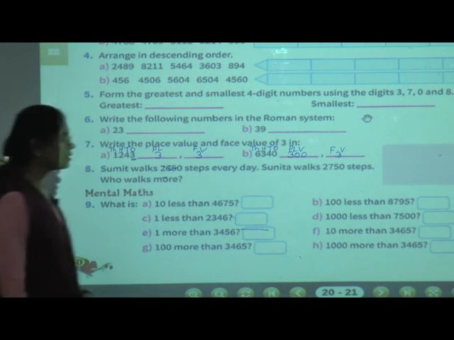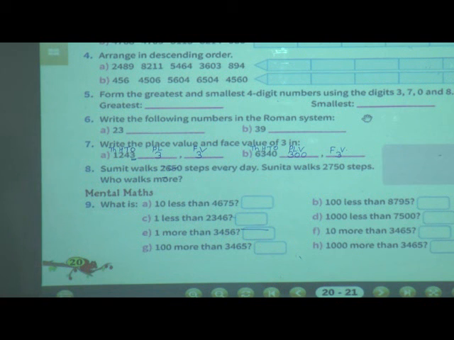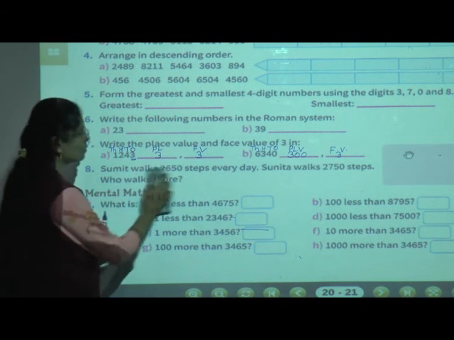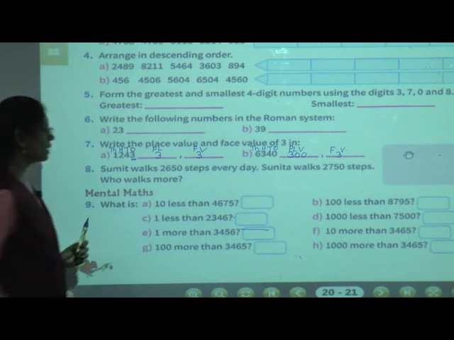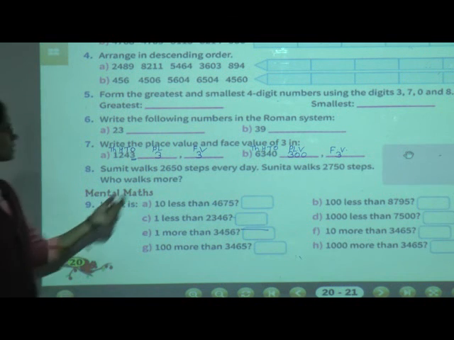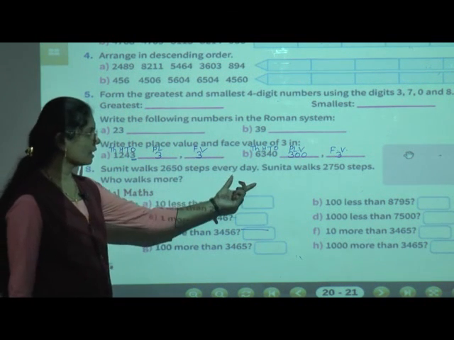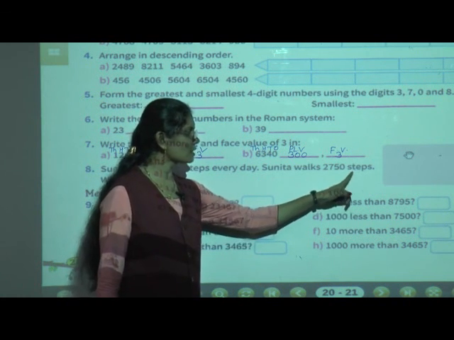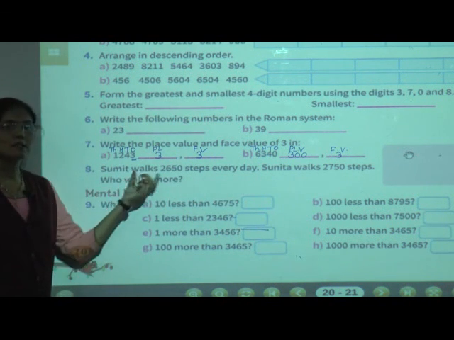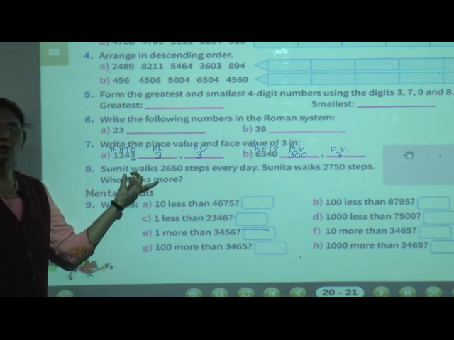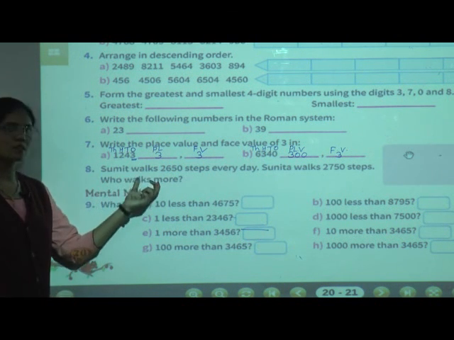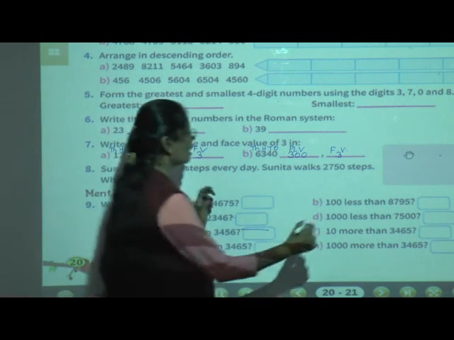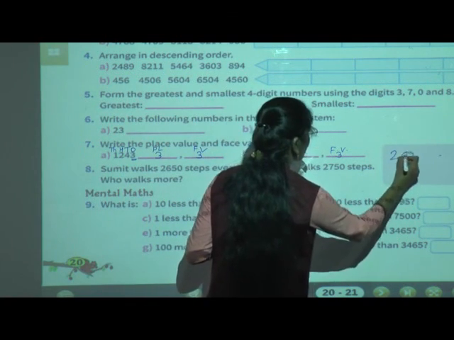Okay. Now see the last 8th question. It is a word story problem. Sumit walks 2650 steps every day, whereas Sunita walks 2750 steps. Who walks more? Here we have to do the comparison. So what we will do? Again we will compare the numbers.